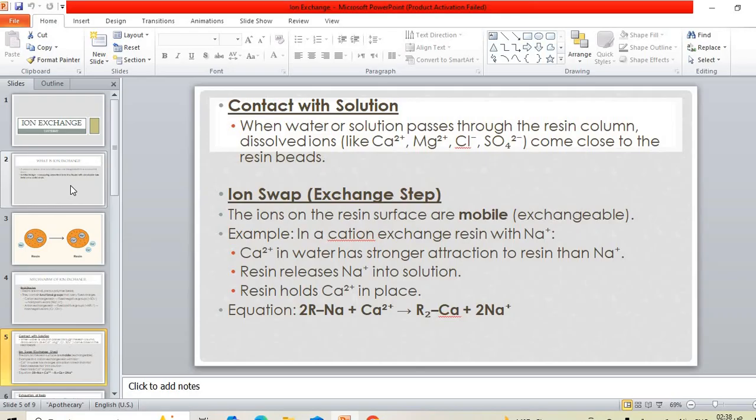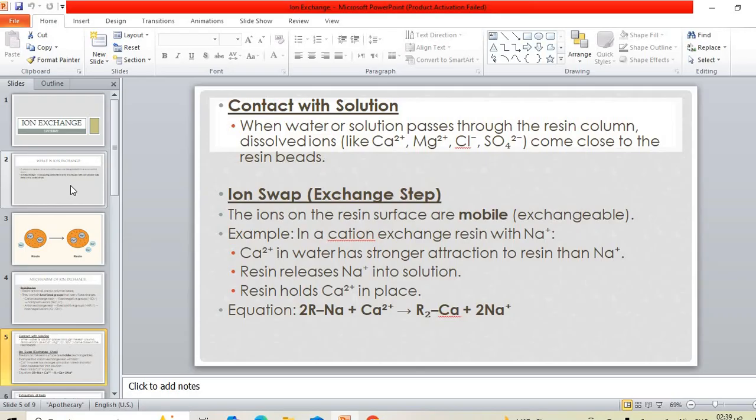So, for example, if we have a cation exchange resin which is attached to sodium plus, and there is calcium plus 2 in the water, due to the calcium having a higher affinity, which is higher attraction to the resin, it takes over from the sodium plus and is attached to the resin, and the sodium is released to the water solution.